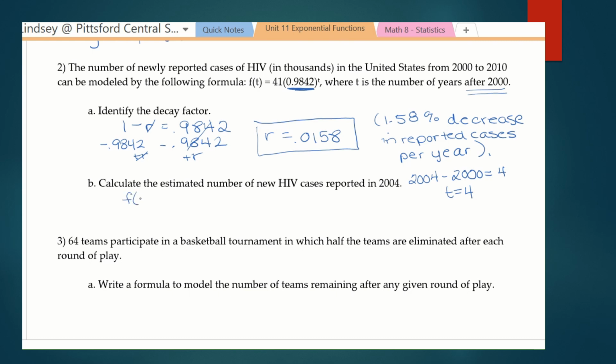So we're working with a t value of 4 here. Plugging this in for t, everywhere I see t, I'm going to plug in 4, raised to the power of 4. Now you can actually type this into your calculator exactly as it looks. Don't worry about the left side. Remember, the left side is the same as saying y equals, so we're not going to touch it. It's not going to influence our equation at all. So I'm just going to type in 41, parentheses, 0.9842, close the parentheses, raised to the power of 4. And our calculator should be able to work order of operations from that.